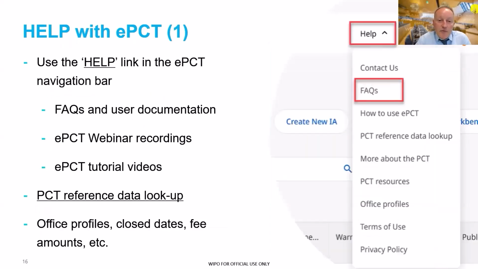Again, if you want some help with ePCT, you can click on the Help in the navigation bar on the top of the application, where you will have access to FAQ articles and user documentation, recorded ePCT webinars, and again, ePCT tutorial videos, together with PCT reference data lookup, with the office profile, close dates, fees amount, etc. And also you have a screenshot on how to access the FAQ articles. You click on the Help. From the drop-down menu, you select FAQs.